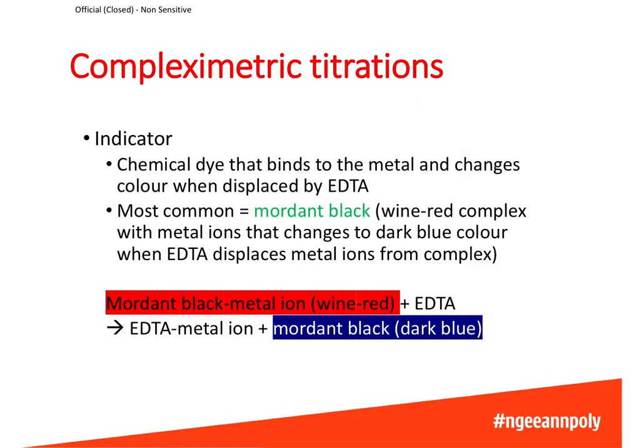For compleximetric titrations, the indicator used would be a chemical dye that can bind to the metal, and it would change color when it is displaced by EDTA. The most common indicator used is mordant black. Mordant black forms a wine red complex when it is bound to metal ions. But when there is excess EDTA, the metal ions within mordant black would bind to EDTA instead, and this causes the solution to change color to a dark blue color.